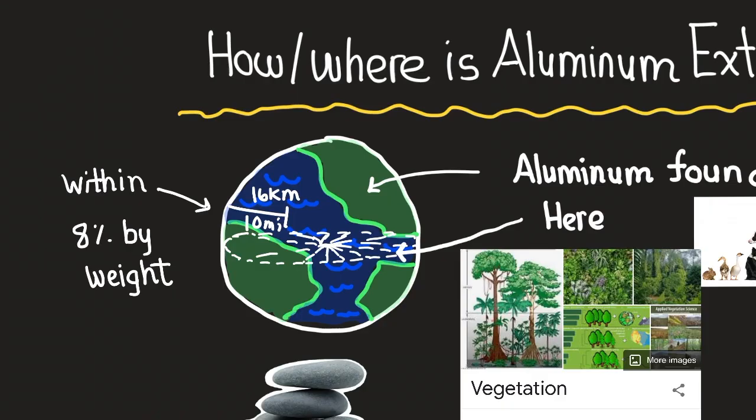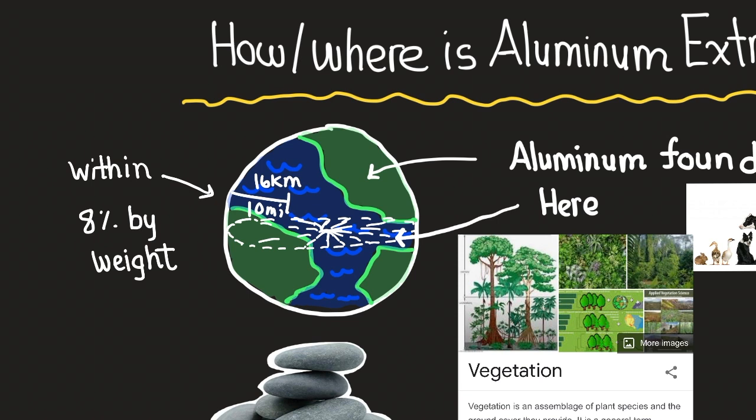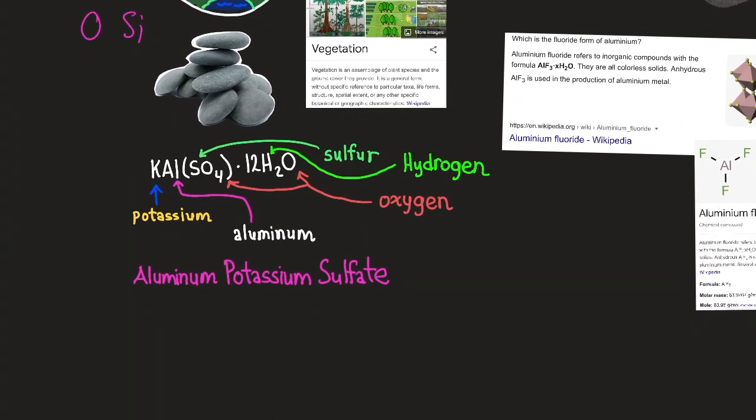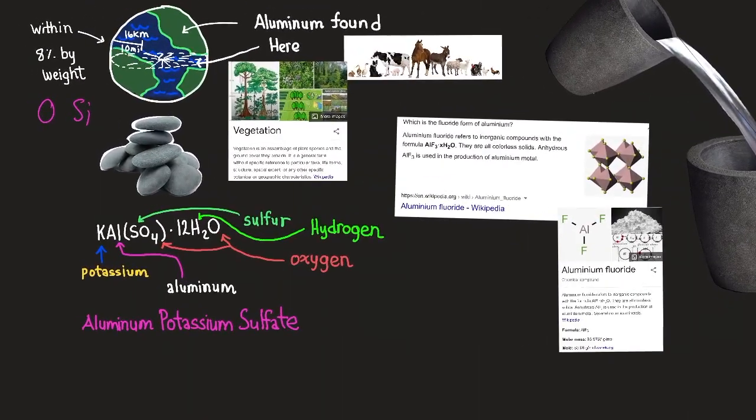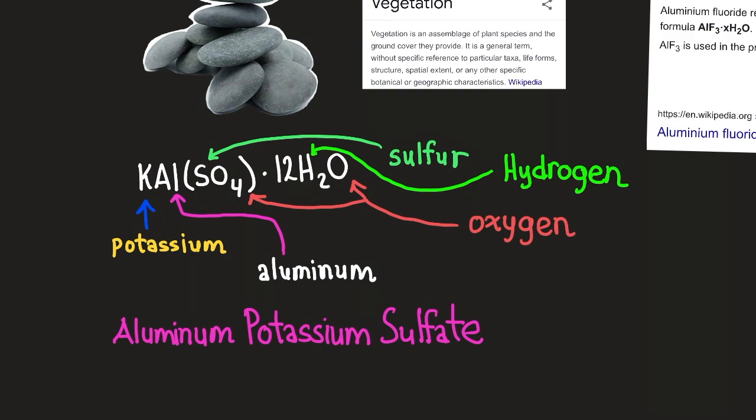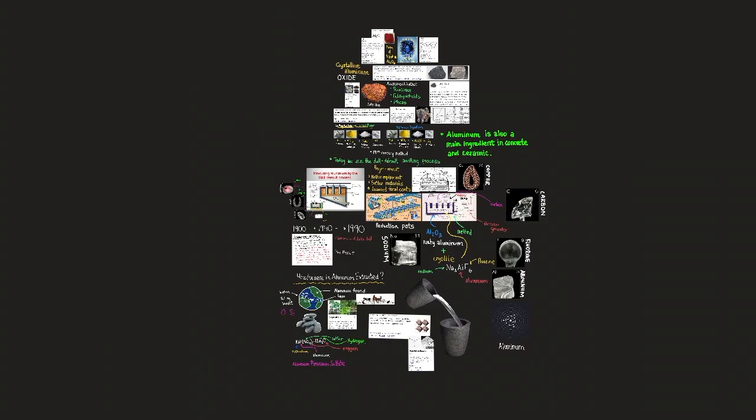Aluminum is concentrated in the outer 16 kilometers or 10 miles of the Earth's crust, of which it constitutes about 8% by weight. It is exceeded in amount only by oxygen and silicon. The name aluminum is derived from the Latin word alumen, used to describe potash alum or aluminum potassium sulfate, seen here, consisting of the elements potassium, aluminum, sulfur, hydrogen, and oxygen. Here's aluminum potassium sulfate.